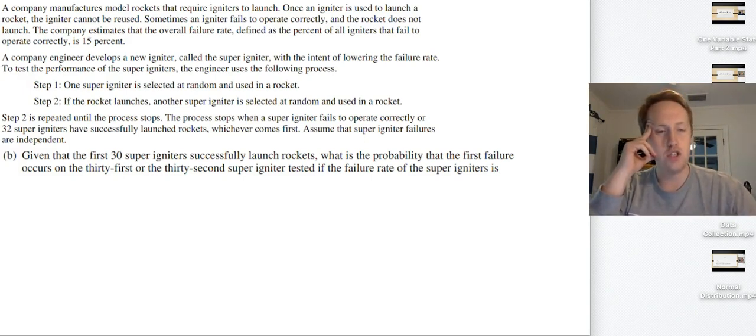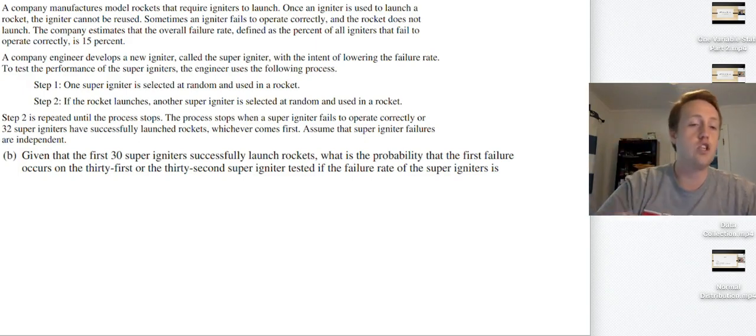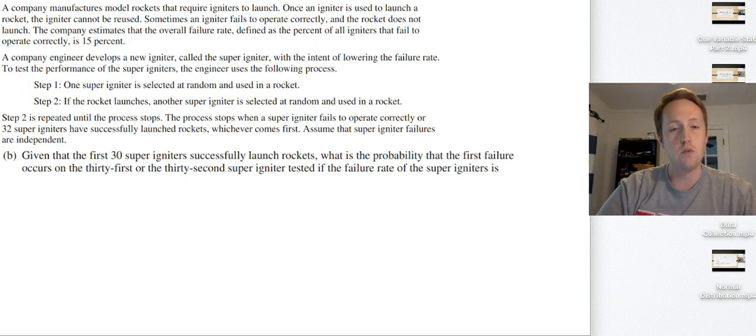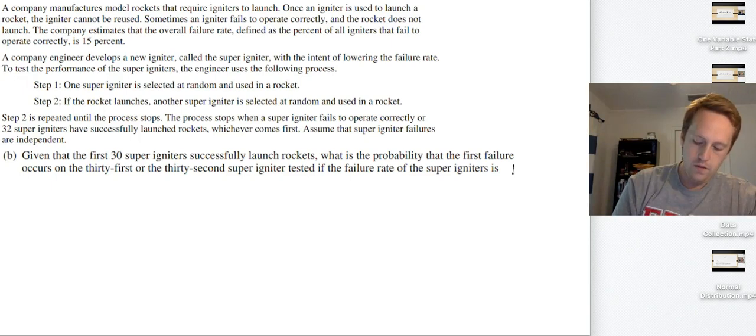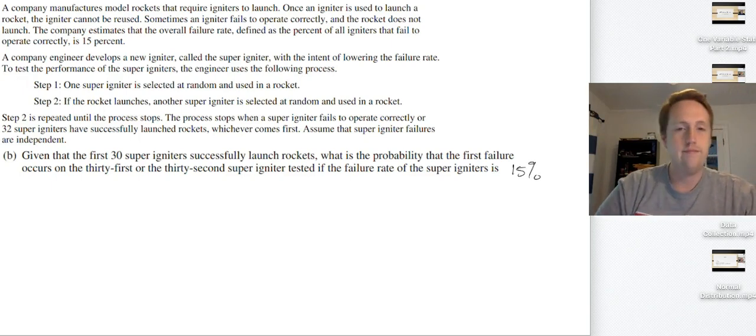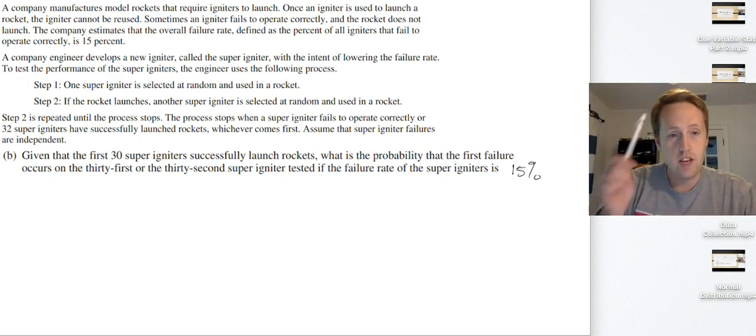Given that the first 30 superigniters successfully launch rockets, what's the probability the first failure occurs on the 31st or the 32nd superigniter tested if the failure rate of the superigniters is 15%? Apparently I cut that part of the problem off. Good thing I remembered it.